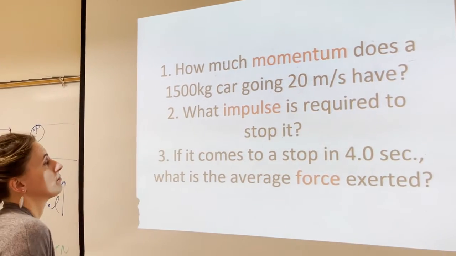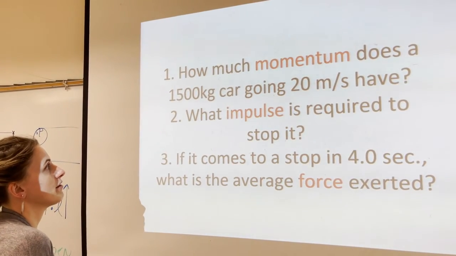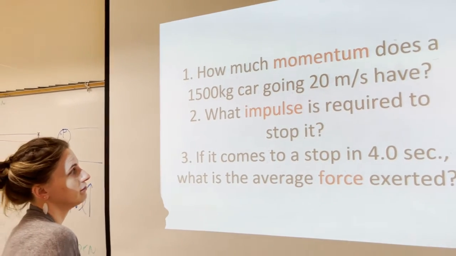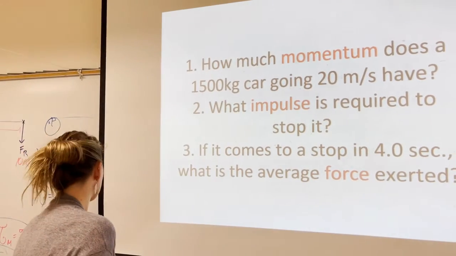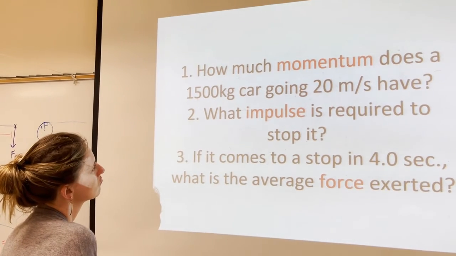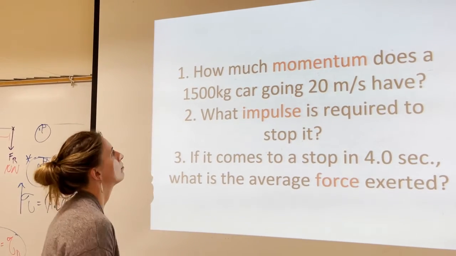So can you do this question? How much momentum does a 1,500 kilogram car going 20 meters per second have? You could probably do that in your head. That's 2 times 15 is 30, plus 3 zeros. That'd be 30,000 kilogram meters per second. Okay, I'm going to write that down.